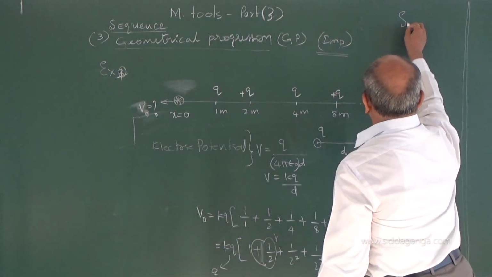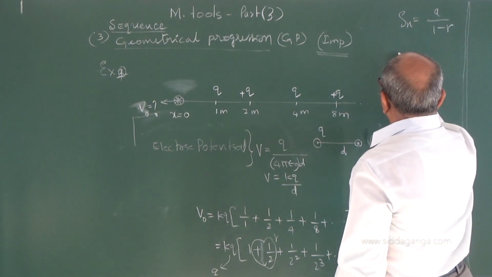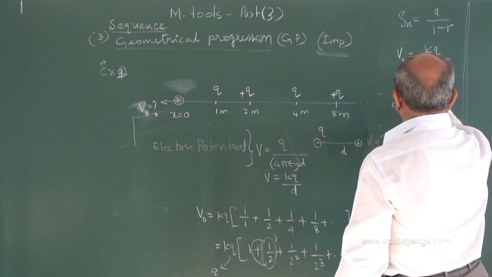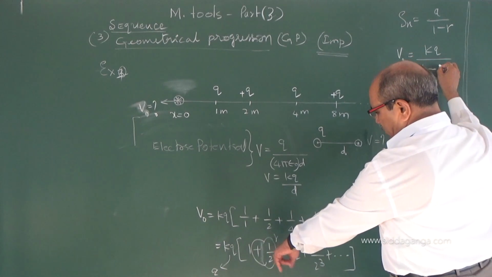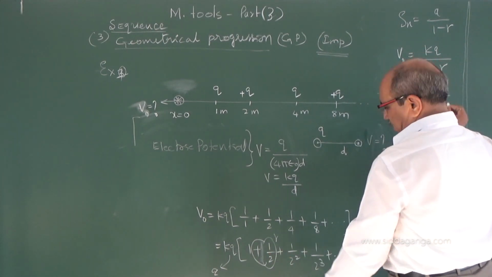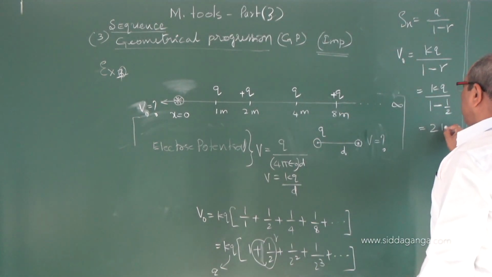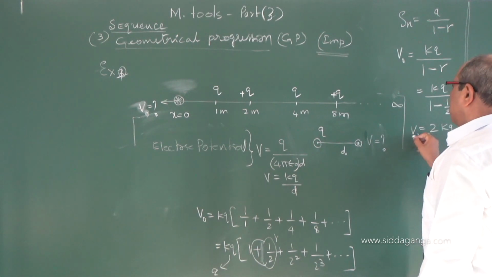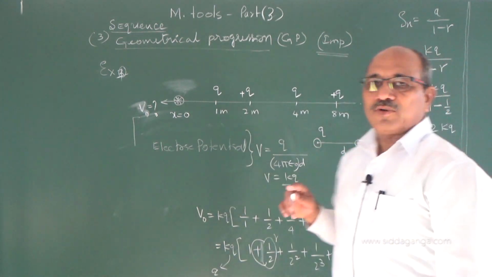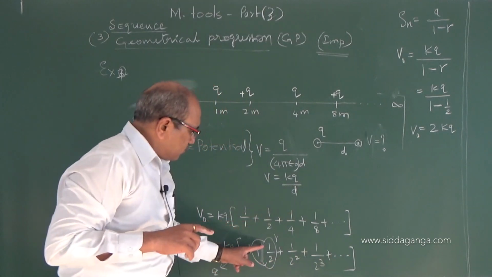So the solution for GP is A upon 1 minus R. So the potential at the origin: A is KQ, upon 1 minus R, we have to substitute KQ by 1 minus of half. That becomes half, equal to 2KQ. That is the answer obtained. We got the answer as V naught equal to 2KQ, with R value substituted as 1 by half.